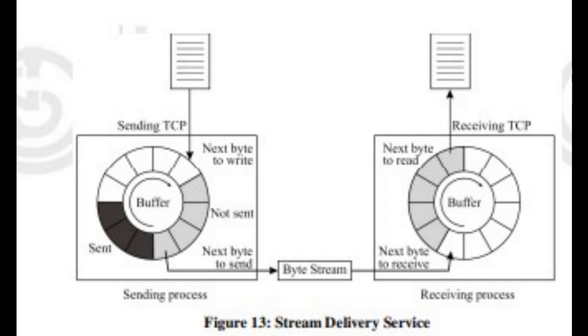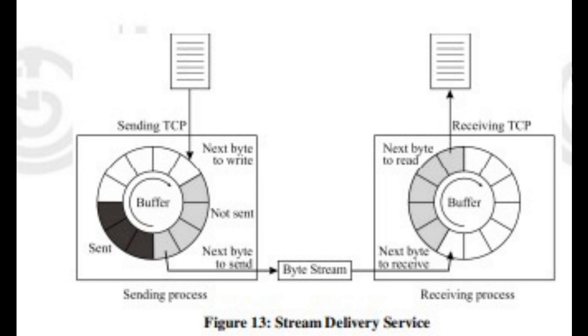Services provided by TCP. First, process-to-process communication. TCP provides process-to-process communication as discussed above in section 1.6.1. Second, stream delivery service. TCP is a stream-oriented protocol. It allows the sending process to deliver data as a stream of bytes and allows the receiving process to obtain data as a stream of bytes. For this, TCP needs two buffers, the sending buffer and the receiving buffer, one for each direction. Figure 13 shows the use of buffers in TCP stream delivery.